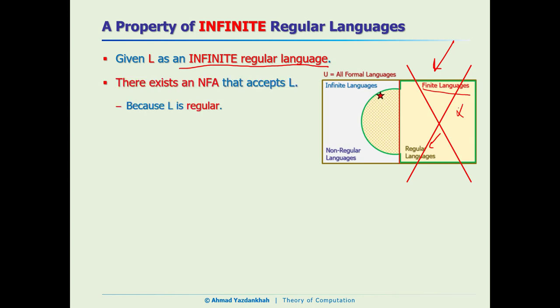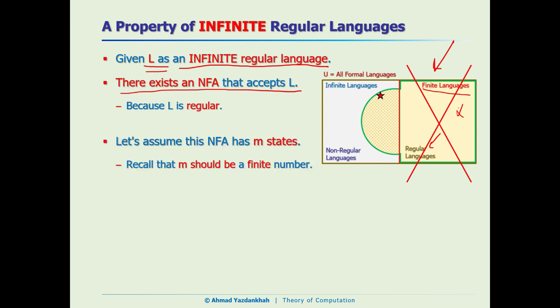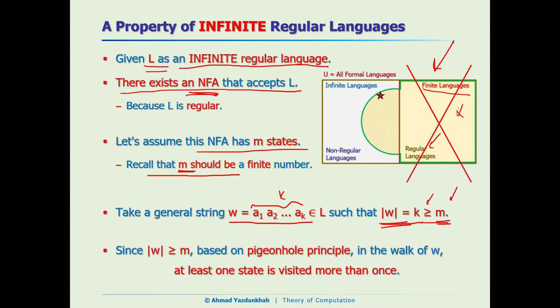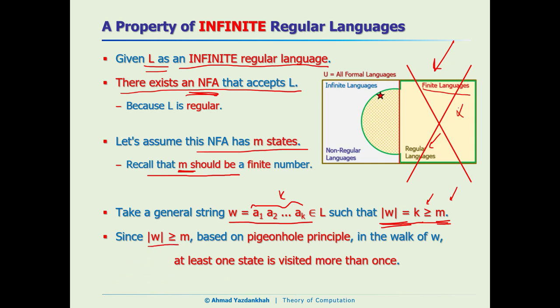Since this language is regular, we can assume that there exists an NFA that accepts L. Let's assume that this NFA has M states. And we know that an NFA should have a finite number of states, so M is definitely a finite number. Now, let's take a general string W with K symbols, and let's assume that its size is bigger than the number of states, or at most they are equal. So we have one string whose size is greater than or equal to the number of states of that particular NFA.